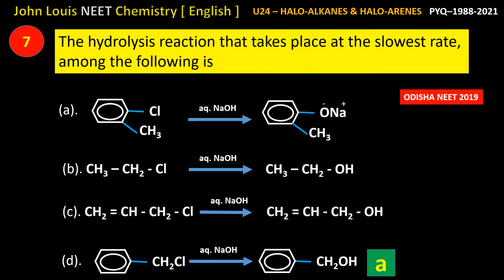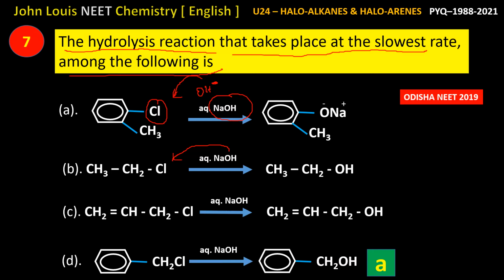The hydrolysis reaction that takes place at the slowest rate among the following is... See, all the hydrolysis reactions are substitution reactions. So the chlorine will be substituted; all of them are reacting with NaOH, therefore OH minus will be the nucleophile that will be substituting chlorine everywhere. So in all the 4 compounds, this is what will happen. But which one will take place slowly, and we should know the reason, only then we can find out.